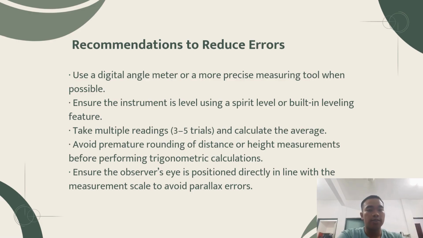The third one is repetition. You must remember, repetition is the key. Don't just trust one measurement. Take 3 to 5 readings and average them out to minimize those random errors. The fourth one is math hygiene. Avoid rounding your numbers until the very final step to keep the trigonometry accurate. And lastly, body position. Ensure the observer is positioned directly in line with the scale to eliminate that parallax error we mentioned earlier.